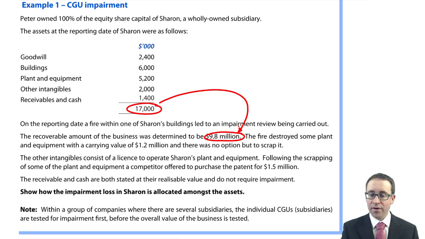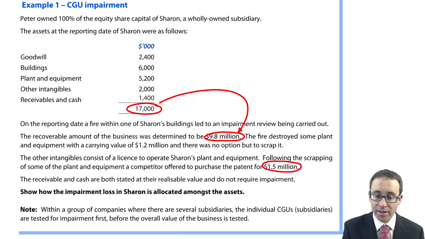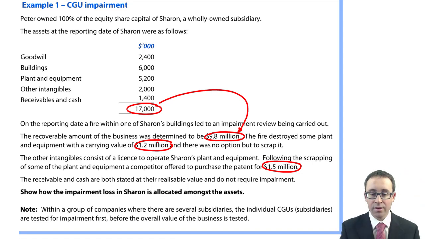Okay. It says the fire destroyed some plant and equipment with a carrying value of 1.2 million, and there was no option but to scrap it. So 1.2 million of our plant and equipment has gone. The other intangibles consist of a license to operate Sharon's plant and equipment. Following the scrapping of some of the plant and equipment, a competitor offered to purchase the patent for 1.5 million. So that's telling us the value of the patent, and also we have the value that's been destroyed of the plant and equipment. The intangibles are there at 2 million, aren't they? Okay. The receivables and cash are both stated at their realizable value and do not require impairments.